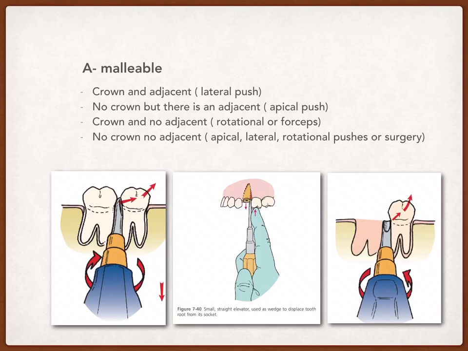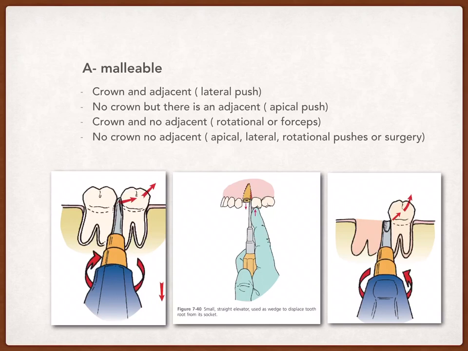The third case or situation for the malleable teeth is the tooth that has a crown but has no adjacent tooth. As you can see here in this right picture, the tooth has a crown but has no adjacent tooth, so there is no interdental space to insert the small straight elevator into.